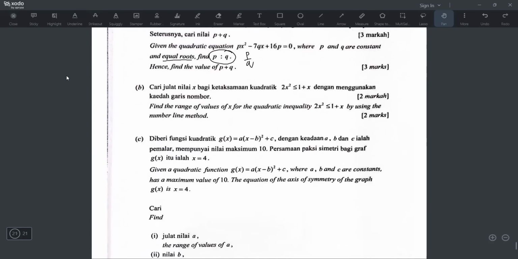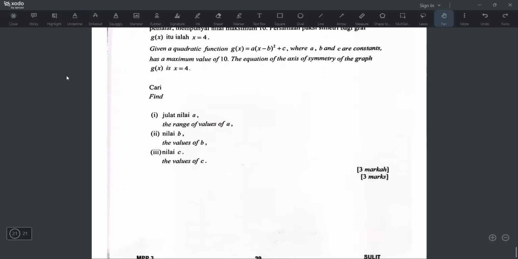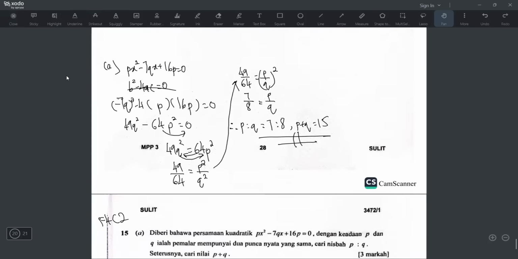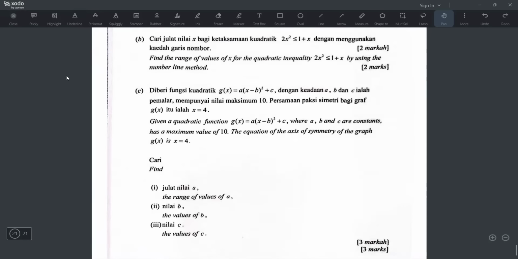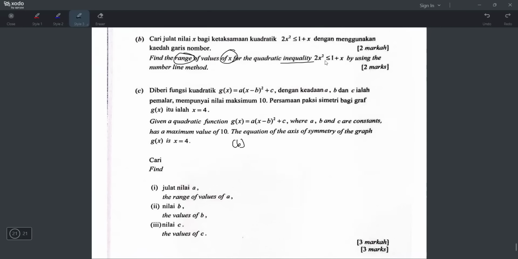Now let's see what they want for B. Oh, this one also need a lot of space, man. I'll just do it down here lah. B. Okay, find the range of values of x for the quadratic inequality 2x squared smaller or equals 1 plus x by using the number line method. Alright, this is under 2.1. Quadratic equation and inequality. Yeah.